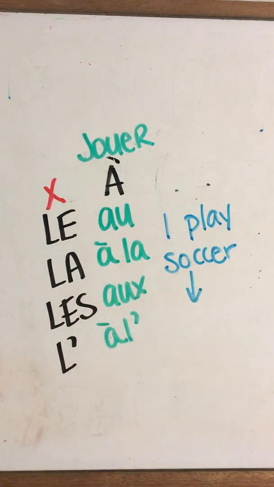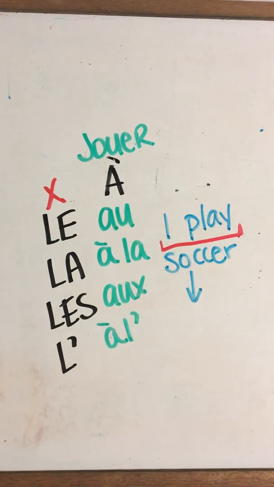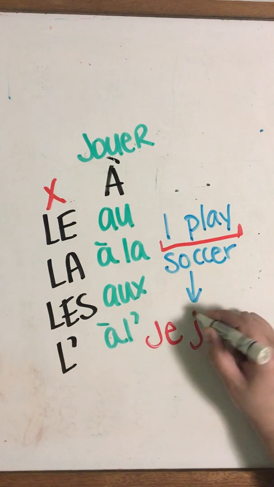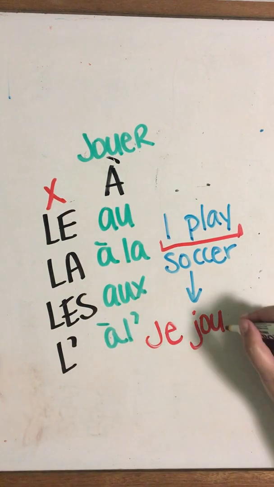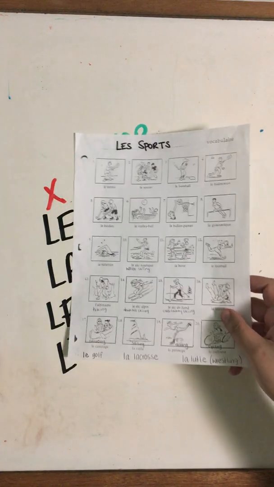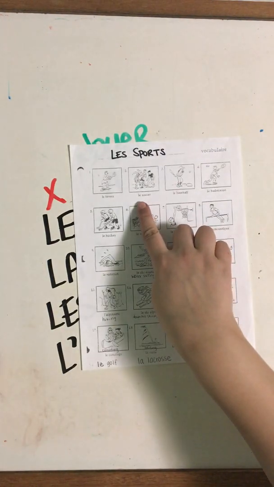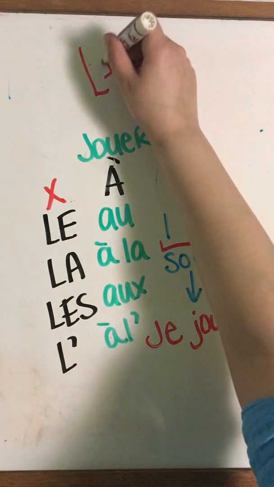So we're going to chunk our answer, okay? We should know this part for now. Je. Take off the ER. I look on my page 1 and I know that it is an E. So I'm going to find soccer. Soccer's right here. Soccer starts with L. It is le soccer.